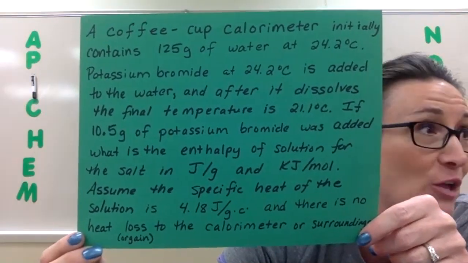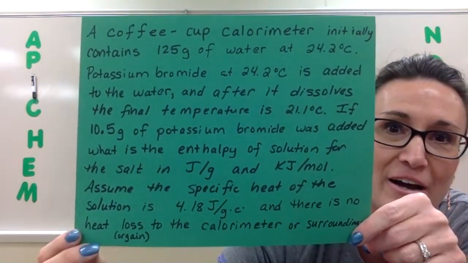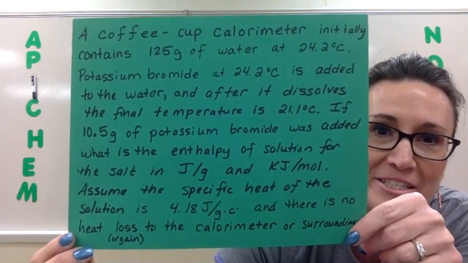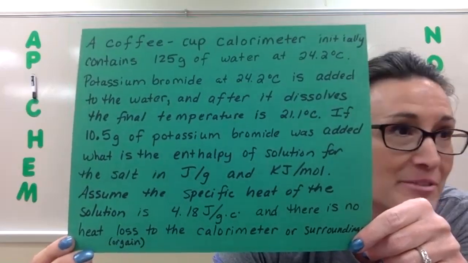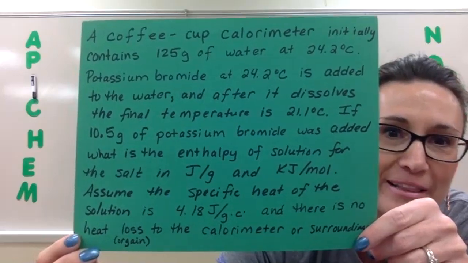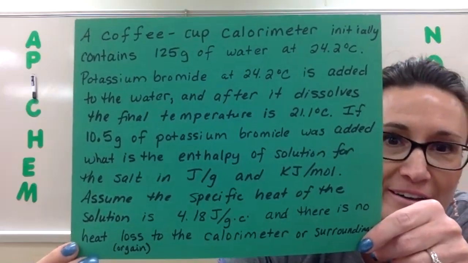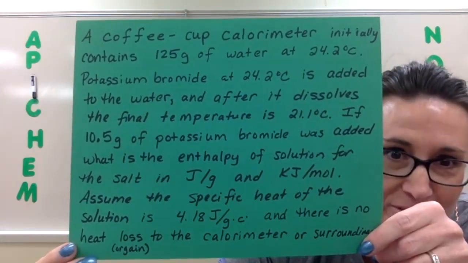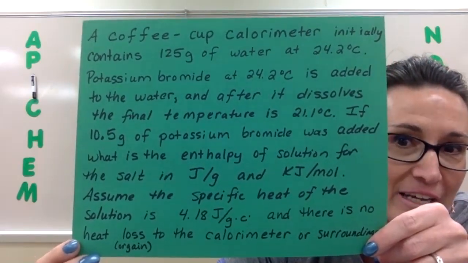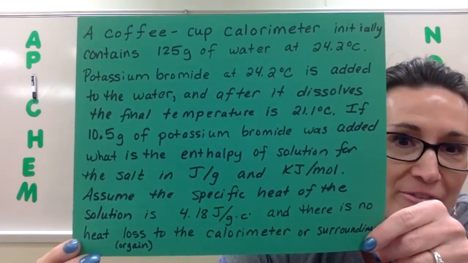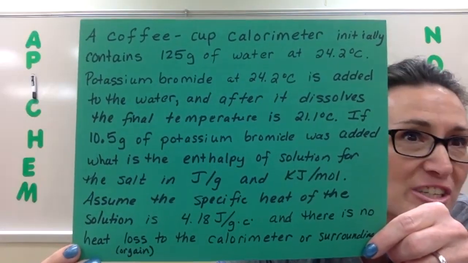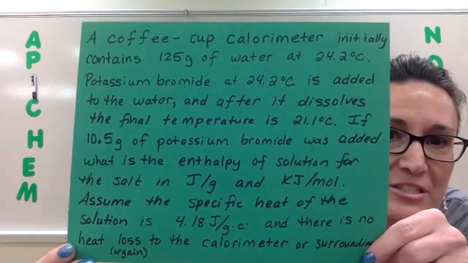We have a coffee cup calorimeter that initially has 125 grams of water at 24.2. Potassium bromide is also at that same temperature, 24.2. Got it, Nathan? I like how Nathan's always in it to win it. It says then it dissolves in the water, and the water after goes to 21.1. Okay, so the temperature goes down. If you put in 10.5 grams, what is the enthalpy of solution, or actually I wouldn't say hydration, of dissolution, okay?